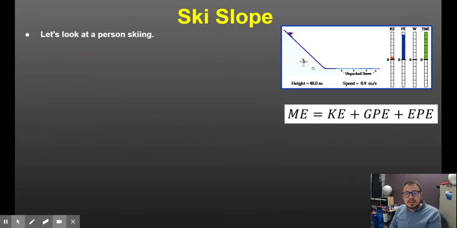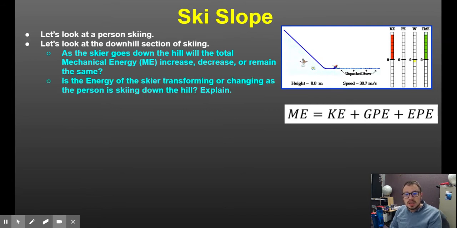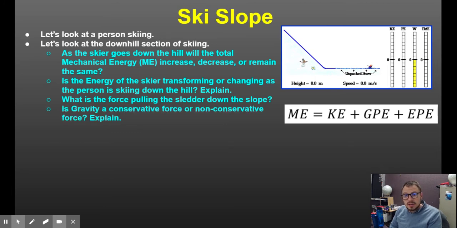So let's look at this, right? Let's look at the person skiing down a ski slope. As the skier is going down the ski slope, you'll notice that the total mechanical energy, that green bar, doesn't change. So that energy is transforming because I'm going from gravitational potential energy to kinetic. Gravity is pulling that skier down. Gravity would be a conservative force because it's conserving that energy. That mechanical energy isn't increasing, it's remaining the same.